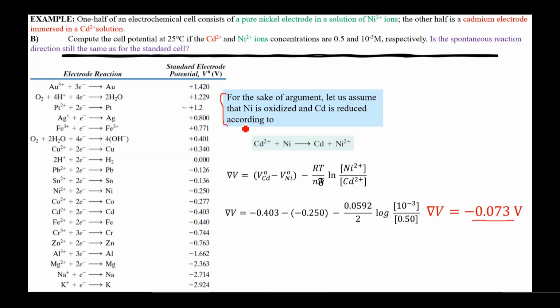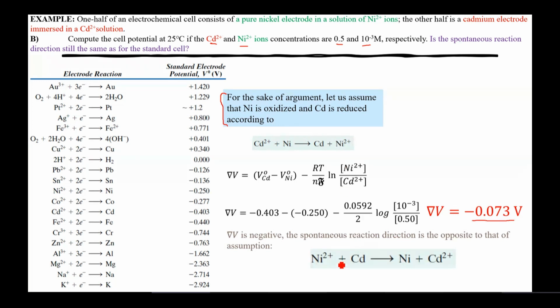What is my assumption? It means I had assumed that when I connect nickel and cadmium electrodes in these concentrations, it would be the opposite reaction taking place. Nickel ion would be converting into nickel, and cadmium would be oxidizing. So nickel would be getting reduced and cadmium would be getting oxidized. My initial assumption stands incorrect. Clear? Yes sir.